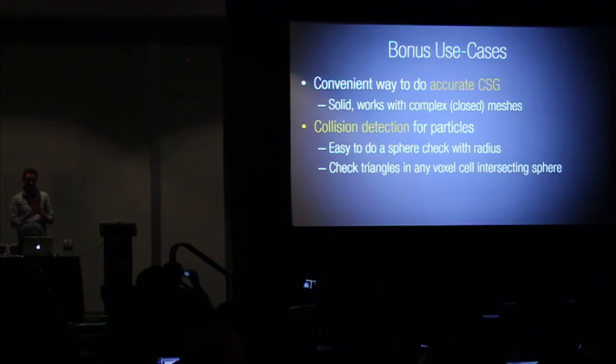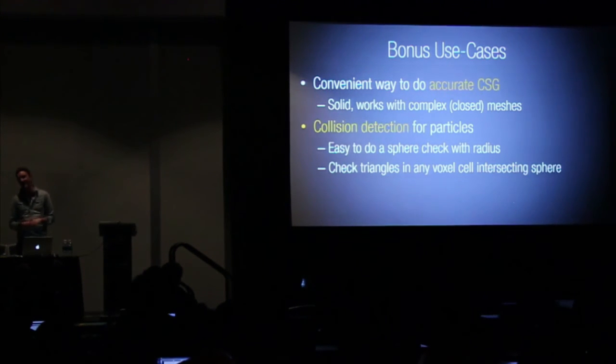Bonus cases. A ray tracer is a convenient way to do CSG accurately. I always wanted to do CSG for many years. I tried numerous ways of faking it and hacking it, using marching cubes or the stencil buffer and so on. Actually, doing it with a ray tracer is very easy and effective and efficient. We also use them for collision detection for particles.